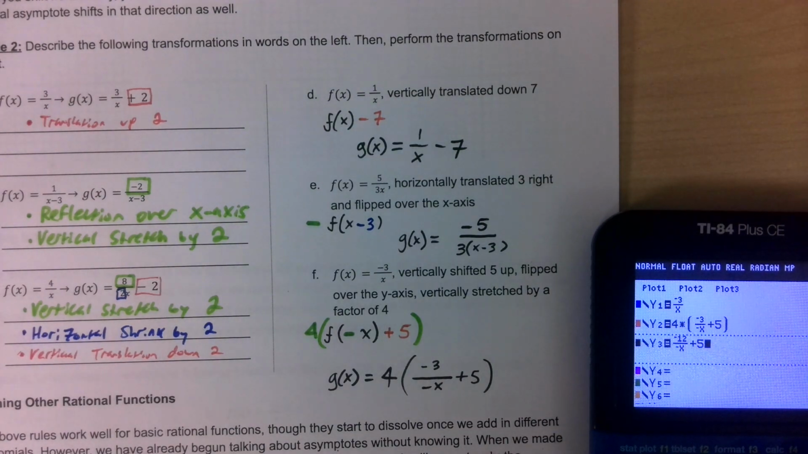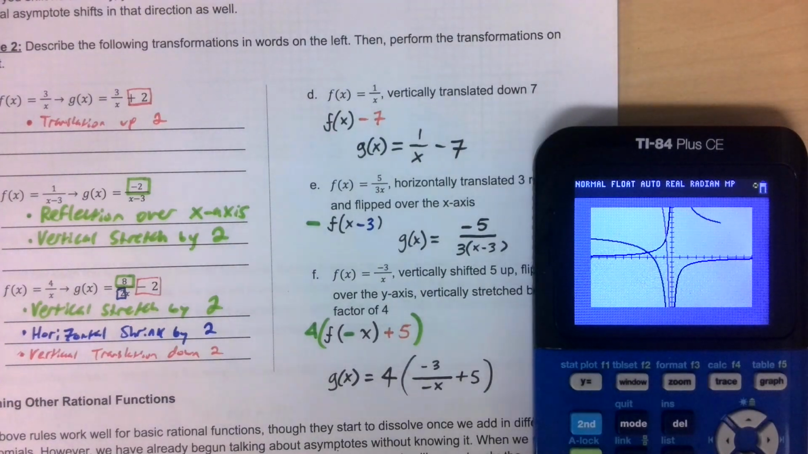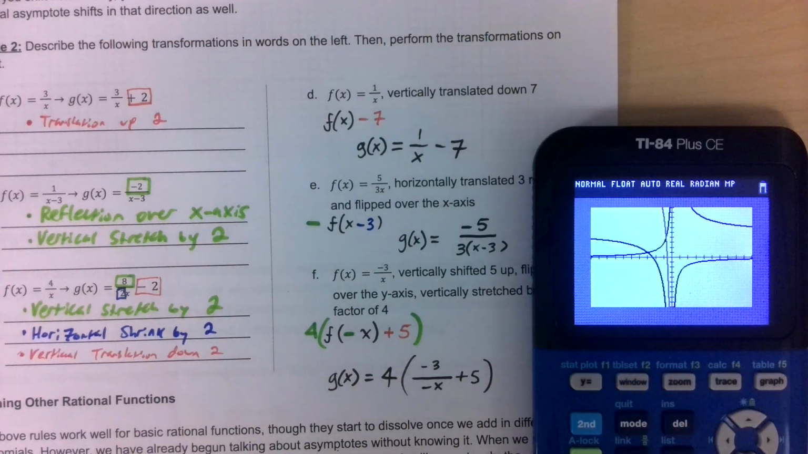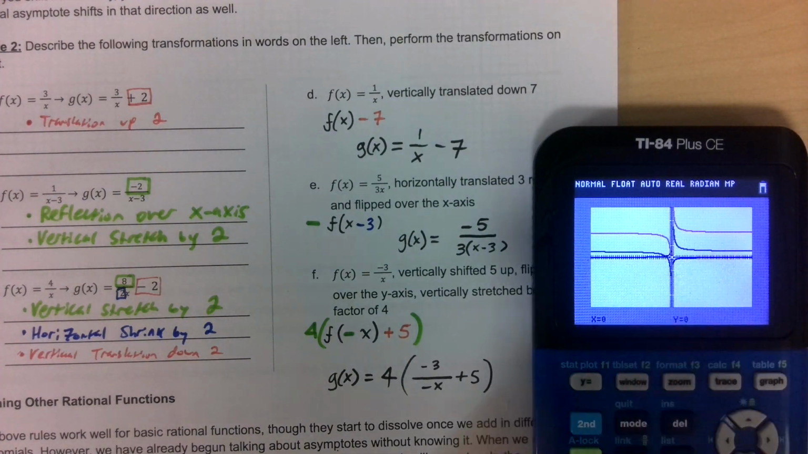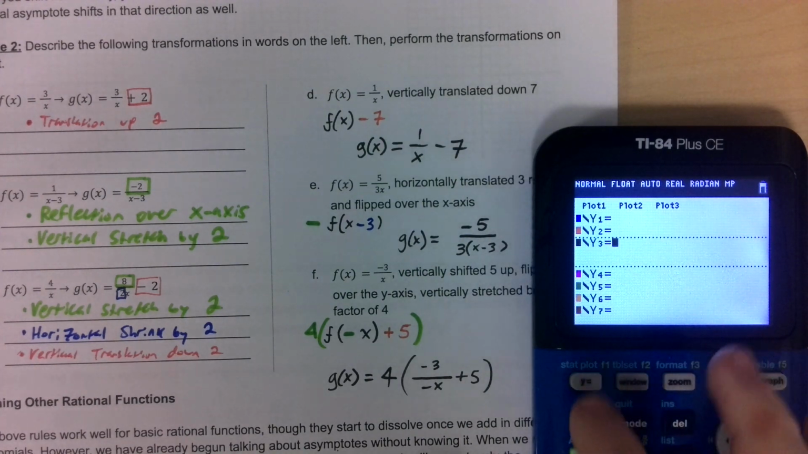Let's see the differences between the red and the black. The red is the correct one. The black is what happens if you didn't do it in the right order. So there's our parent function. There's our red one. There's our black one. Now I'd be saying, Mr. Strager, that is not a hyperbola. That is a red line. If I zoom out from the middle, we might be able to see it a little better. There's the hyperbola. There's what happens if you didn't do it correctly. The order does matter, so keep that in mind.